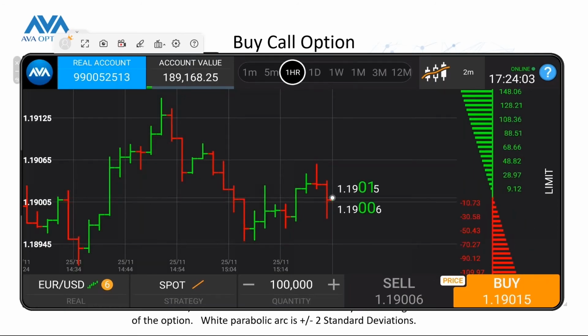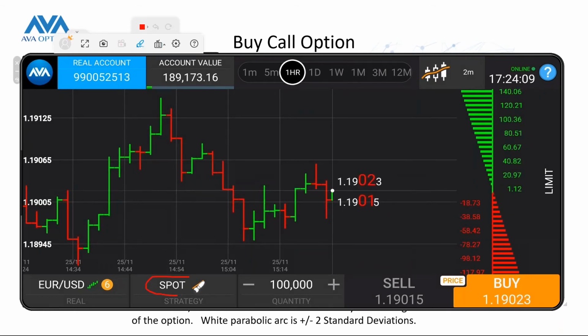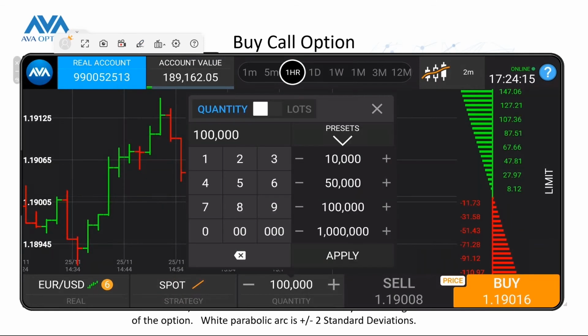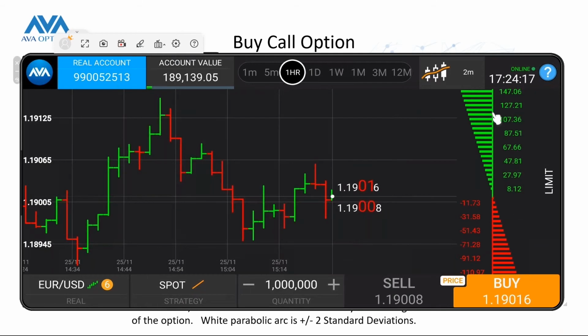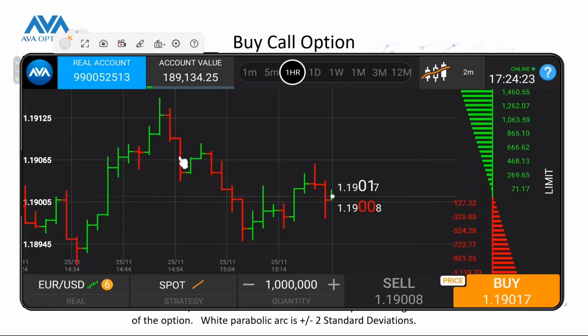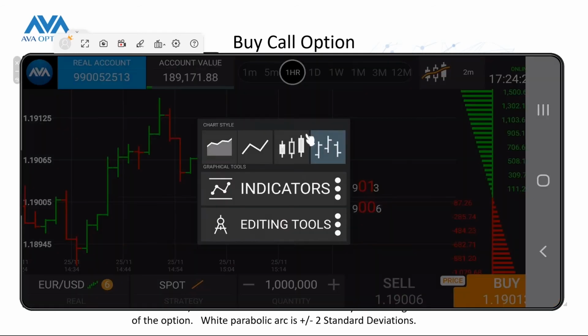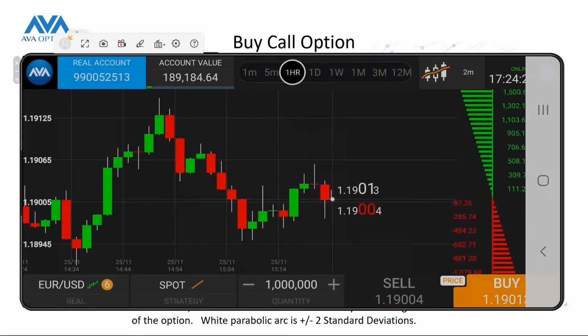This is a screen showing us trading spot, not options. Down here, we have the strategy button, which says spot, not options. If I buy spot, if I buy $1 million and the market moves higher, I'm going to make money. If the market moves lower, I'm going to lose money. There's 1 hour of history, and each one of these candles, let's make it into a candle, is a 2-minute candle.